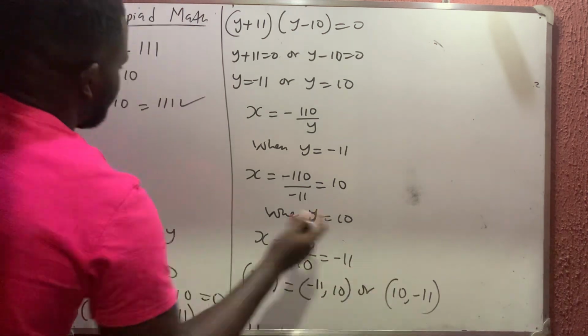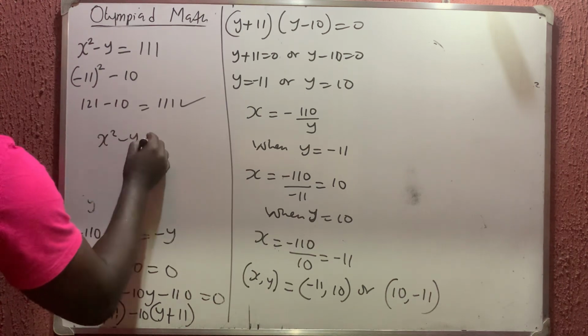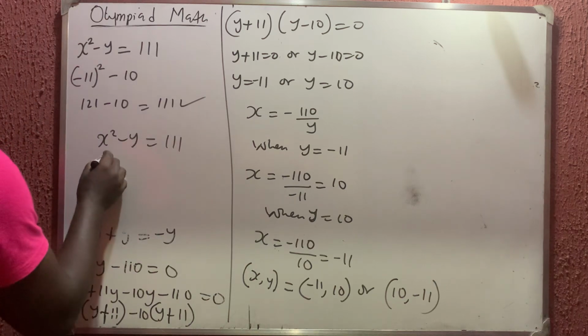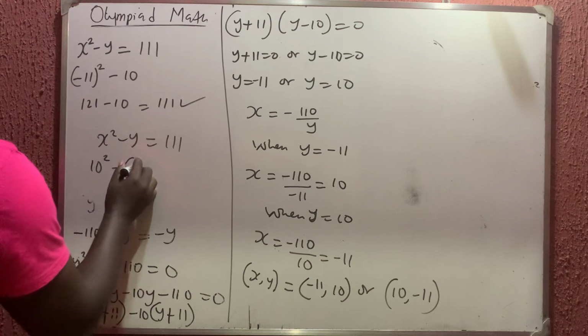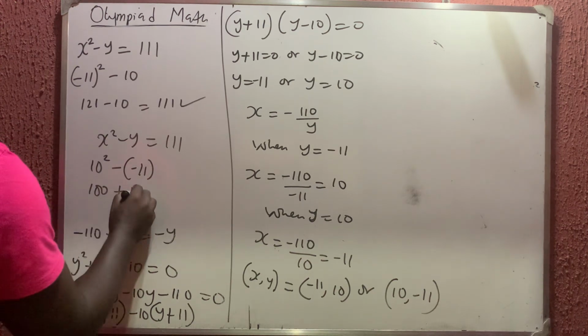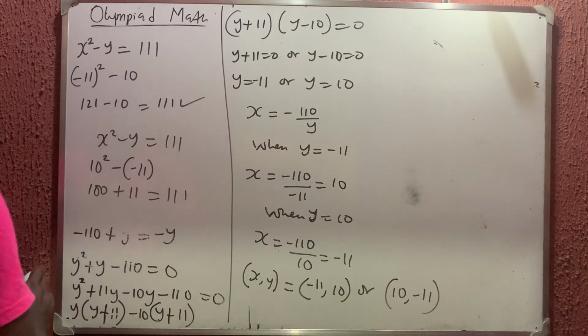So let us check this one. We have that x squared minus y is giving us 111. If we use this one, I'm going to have 10 squared minus minus 11, which is 100 plus 11, which is 111.